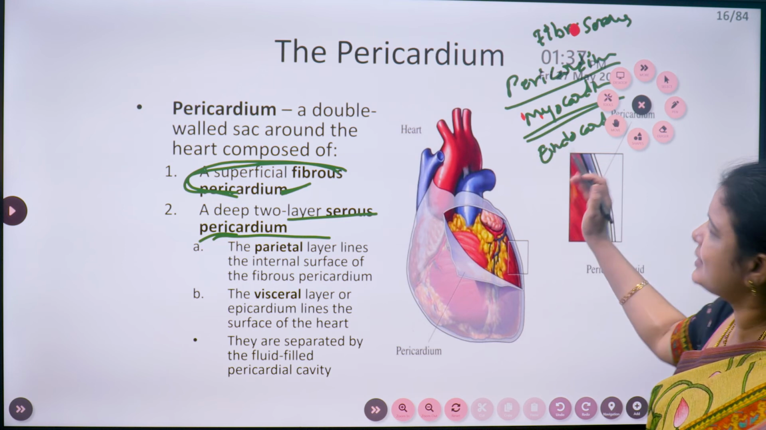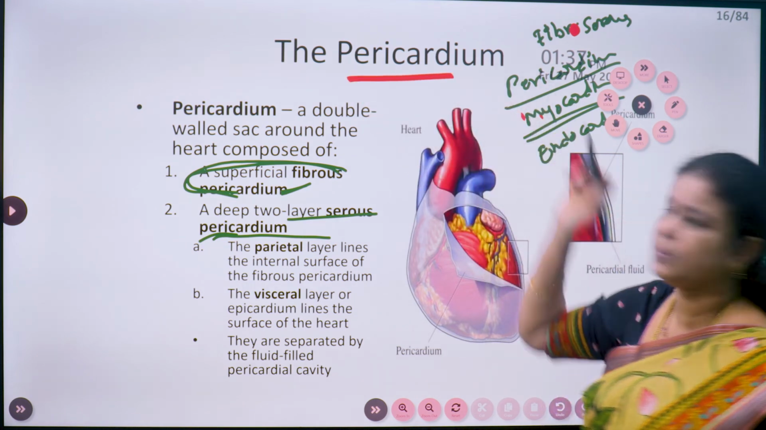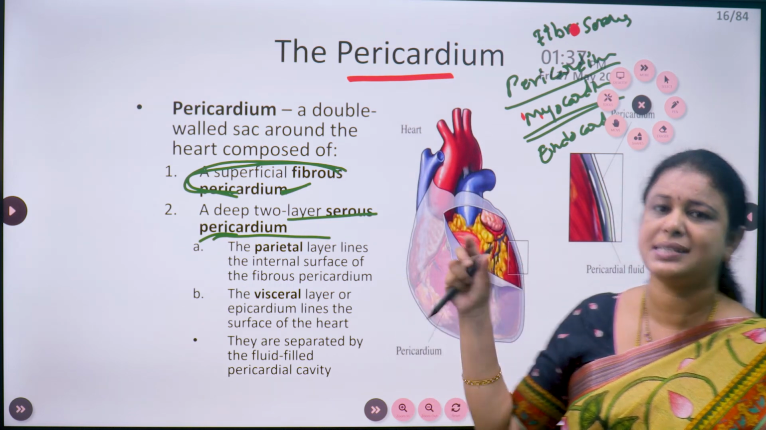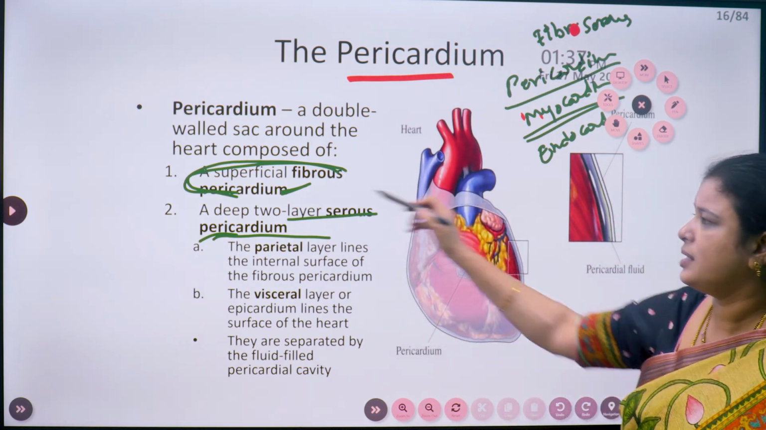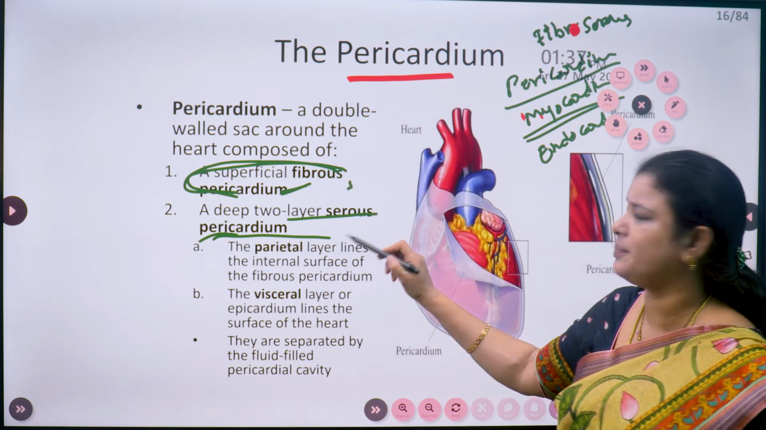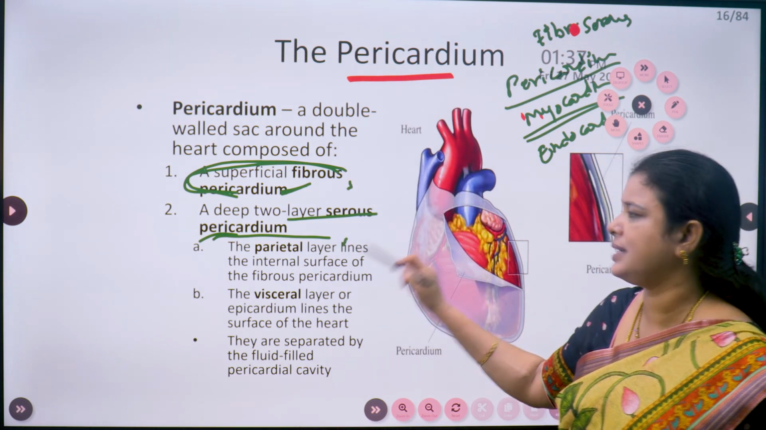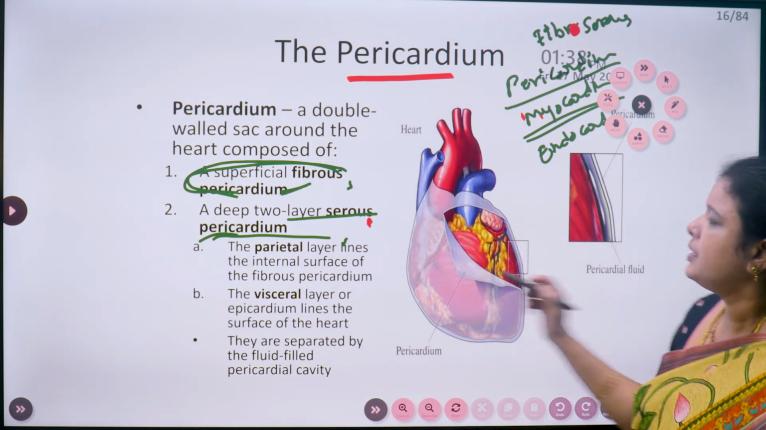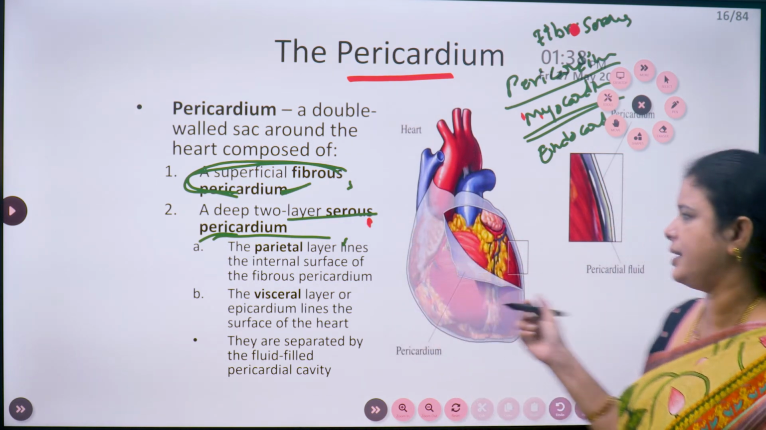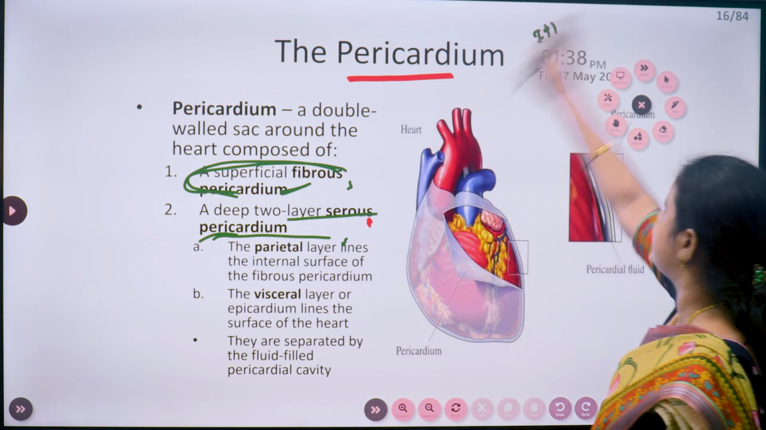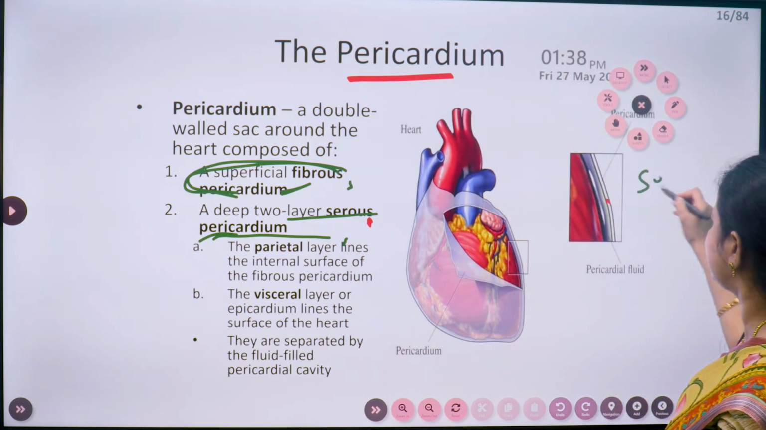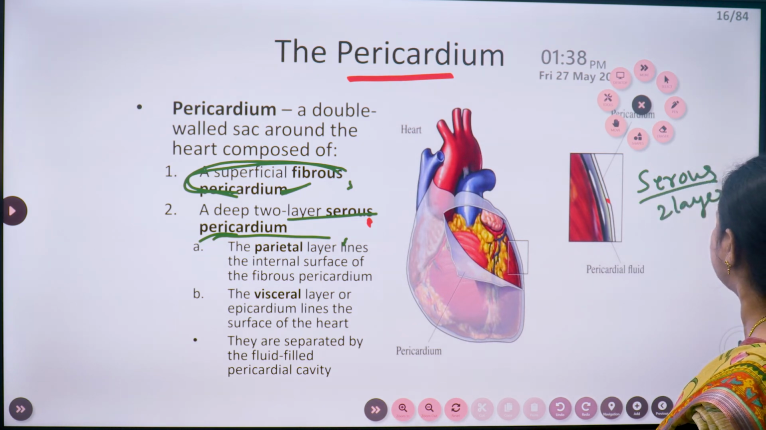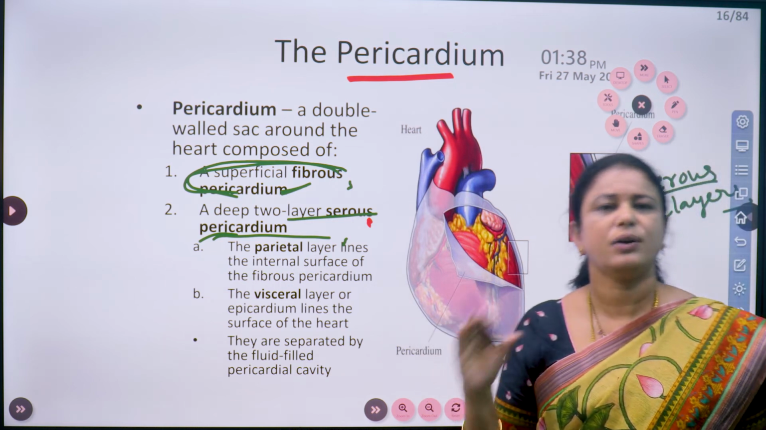So in these 3 layers, the first, superficial one is the pericardium. The pericardium is again divided into 2 layers: the superficial fibrous pericardium and the deep 2-layer serous pericardium. In the deep 2-layer serous pericardium, we have parietal and visceral layers. A serous layer should have 2 layers.